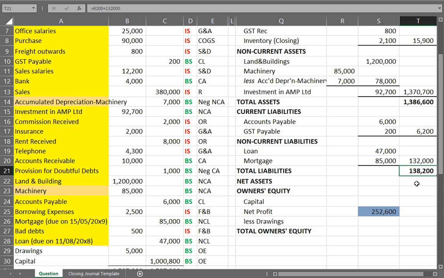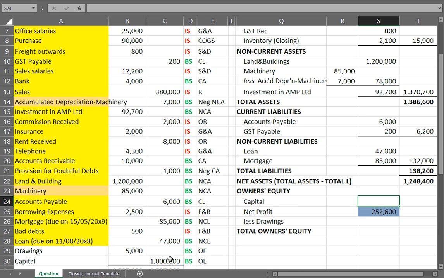Okay. And finally, net assets. How do we work out net assets? Well, it is a calculation, so you need to show it by drawing the line over here. Net assets, by definition, means total assets minus total liabilities. Okay, so let's do that. Total assets, 1,386,600 minus total liabilities, 138,200. Okay, so net assets.